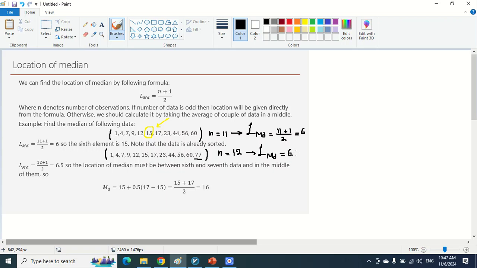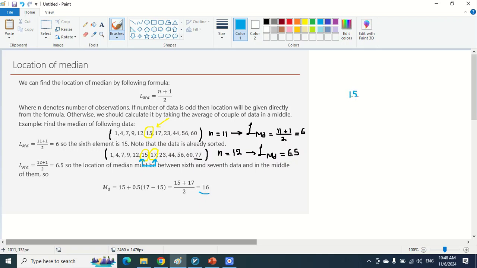It means that the location of the median should be between 15 and 17. This is the 6th element, and 17 is the 7th one. So the median is located between 15 and 17. To calculate the median, we have two ways right now. One way is calculating the average of 15 and 17, which is equal to 16: we add them and divide by 2. The other one, which is better than the previous one, is like this.